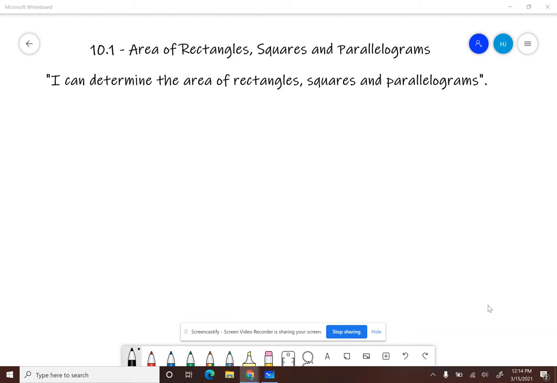All right, guys, we're going to begin our dive into chapter 10, starting at 10.1, area of rectangles, squares, and parallelograms. So, we're going to be talking about different types of polygons, more specifically quadrilaterals, quite a bit, just like we focused on in chapter 6. And again, here we're going to be talking about area. So, our first mission here is: I can determine the area of rectangles, squares, and parallelograms.